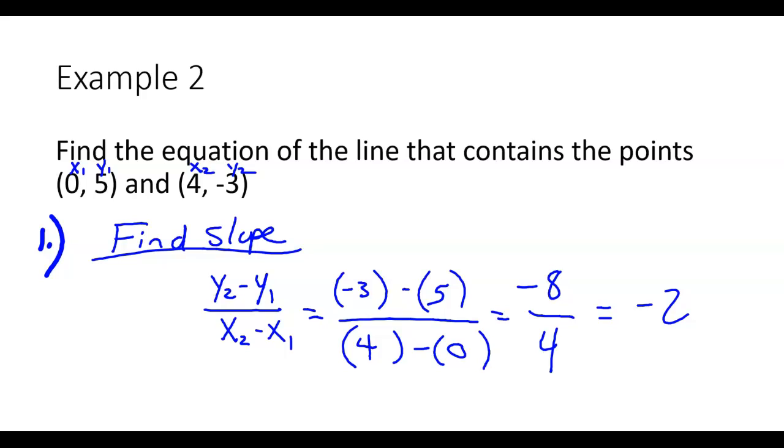All right, now that's step 1 to finding the equation of a line. You've got to start by finding your slope. So step 1, find your slope. We just did that. All right, let's move on to step 2.